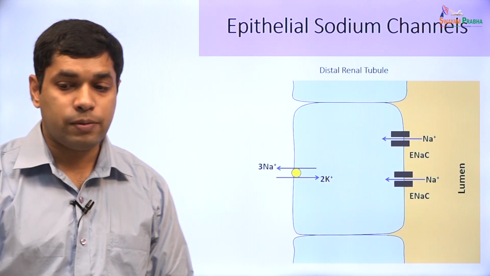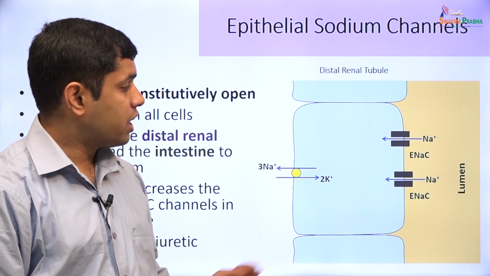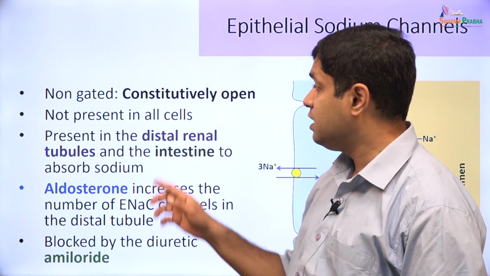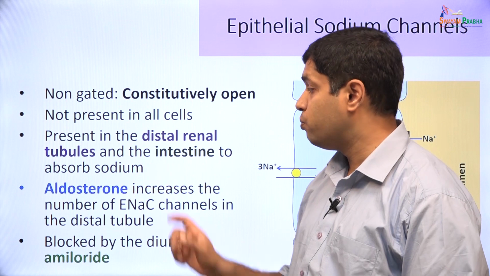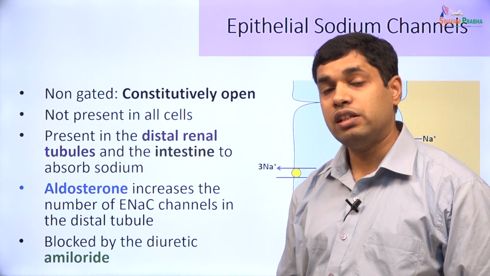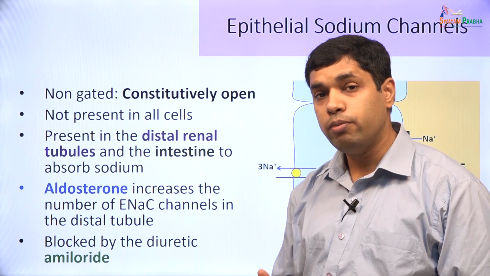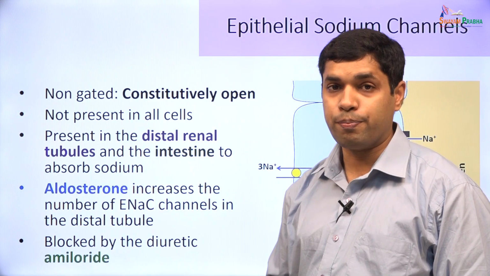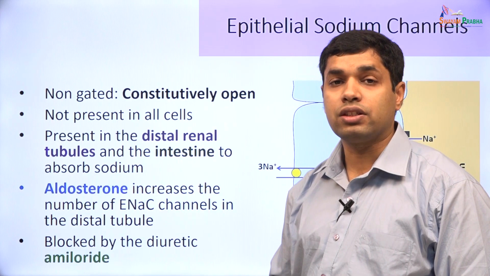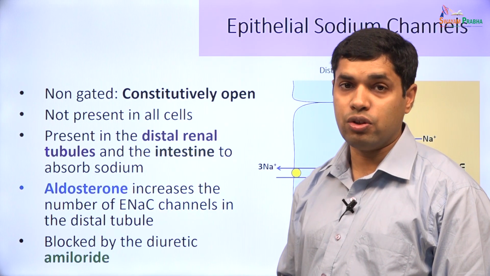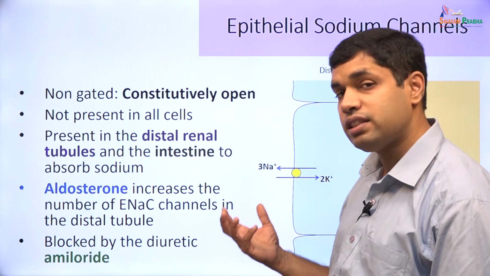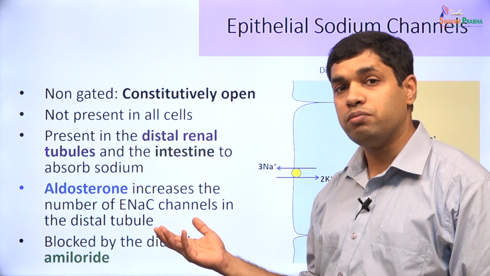Where do we see this? We see this channel in the kidneys. More specifically, we see these in the distal renal tubule and in the intestine, and the job of this channel is to help the body absorb or reabsorb sodium. Now this is the site of the action of the hormone aldosterone, which acts on these channels and actually increases the number of epithelial sodium channels in the kidneys.